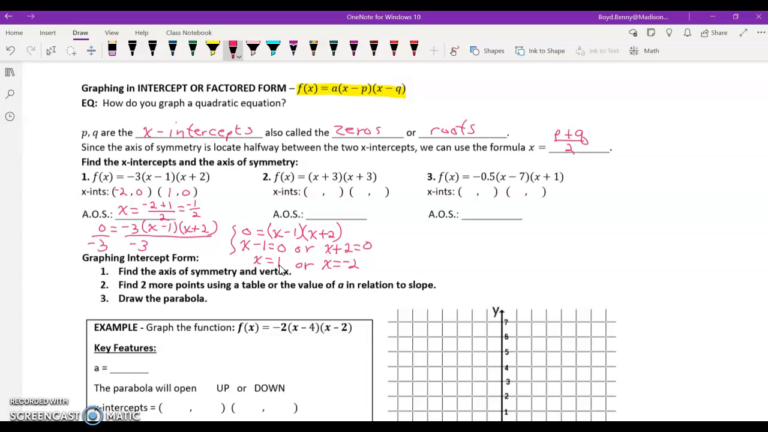Let's go ahead and do number 2. Looking at number 2, I can see that my intercepts are the same because both factors are the same. So I'll ask myself, what makes this x equal 0, make that whole factor equal 0? What makes x plus 3 equal 0? Well, in this case, it would be negative 3 and negative 3. I really don't need to list it twice, so I'll cross that one out. My axis of symmetry is x equals negative 3 divided by 2, which means my axis of symmetry is x equals negative 1.5.